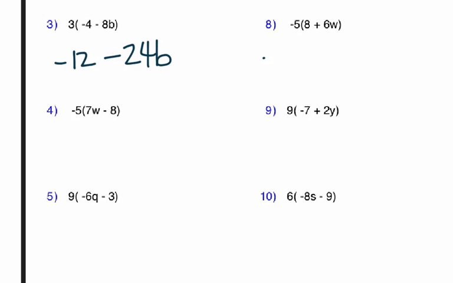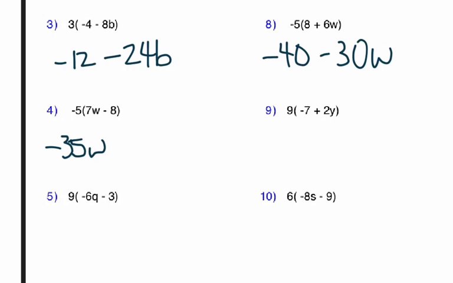Number 8 is going to be negative 40 minus 30w. Number 4 will be negative 35w plus 40. So be careful there. This is a negative 8 and a negative 5. So negative 8 times negative 5 is going to give you a positive 40.